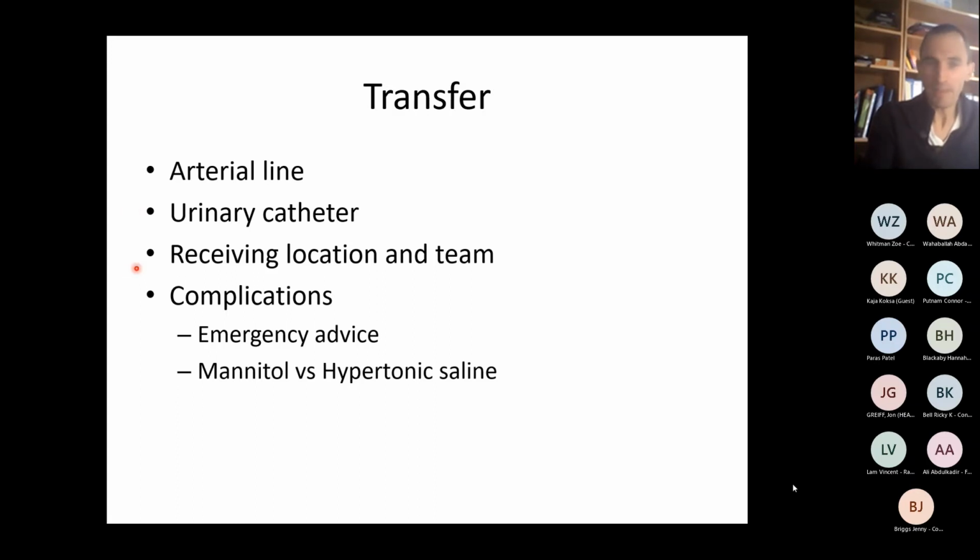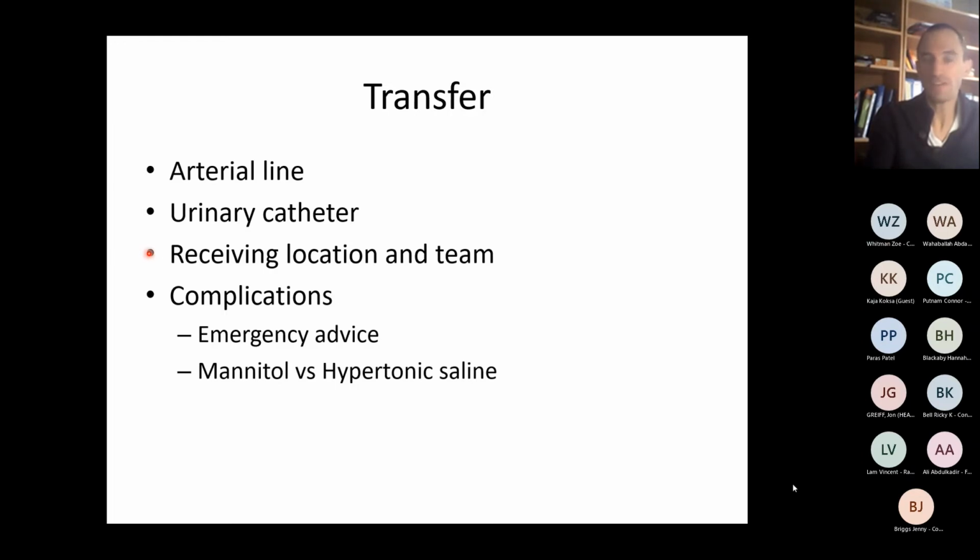When you're planning a transfer, and it's in the association guidance, you need to know who you're transferring to and a way of getting hold of them. So if you're transferring, you should go with a mobile phone. You should have numbers for both centres.